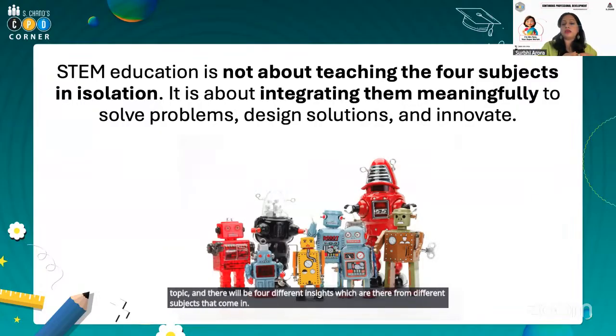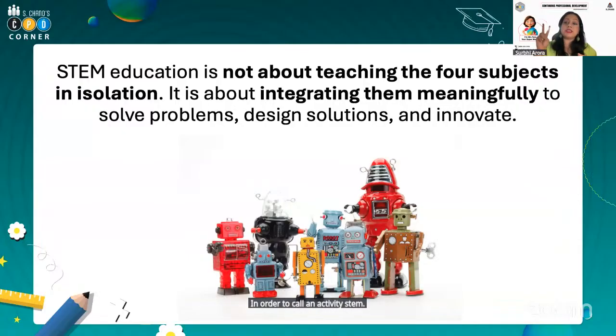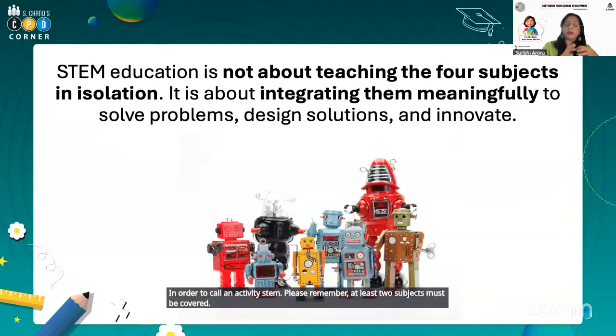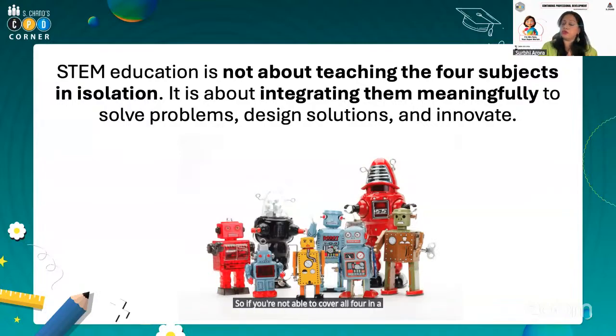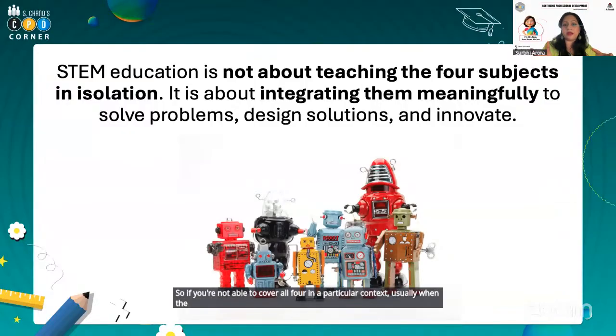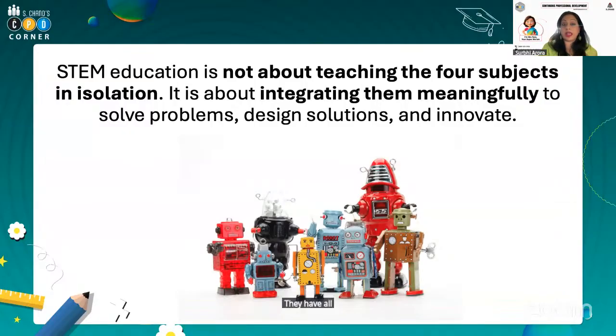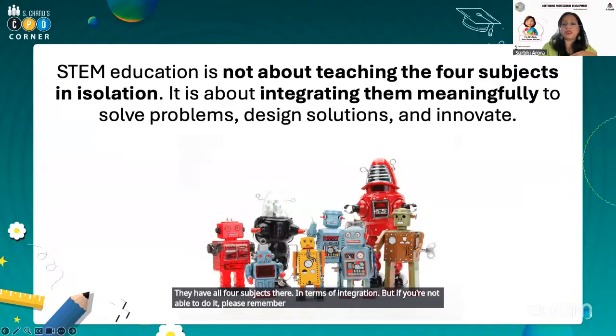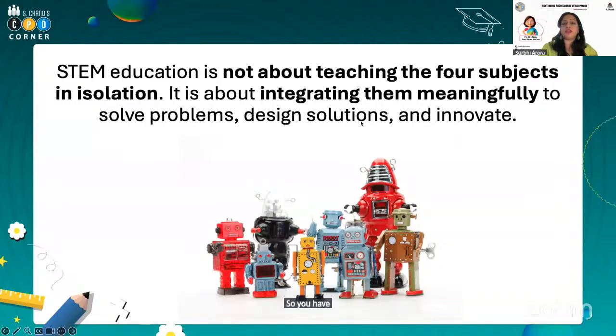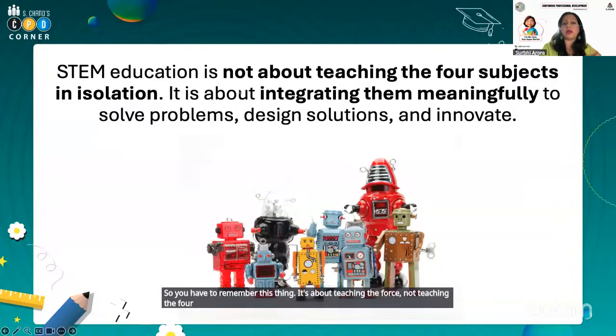In order to call an activity STEM, please remember at least two subjects must be covered. If you're not able to cover all four in a particular context, usually when activities are designed in a beautiful and perfect manner, they have all four subjects there in terms of integration. But if you're not able to do it, please remember a minimum of two subjects is a bare necessity when we talk about STEM integration. It's not about teaching the four subjects in isolation, but about integrating them meaningfully to solve problems, design solutions, and innovate. You're not just going to do it for the sake of doing, you are going to try and solve a problem when we are working in STEM integration.